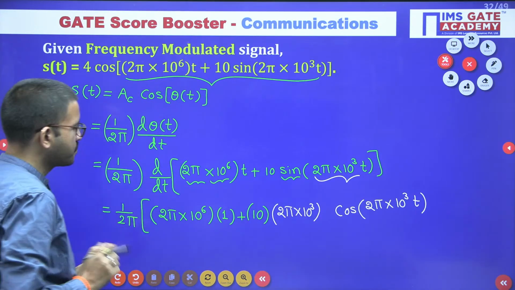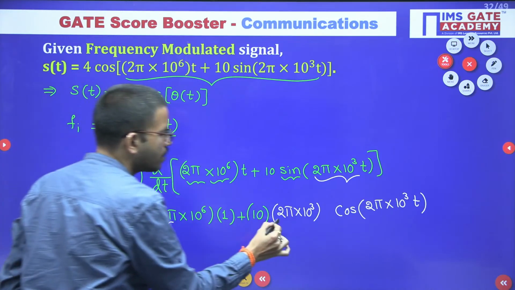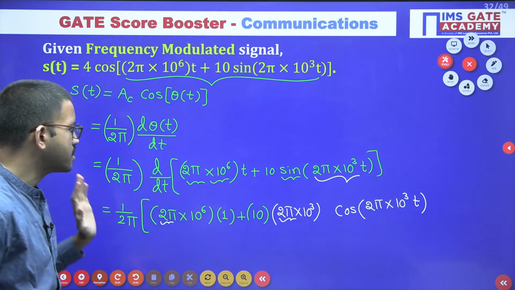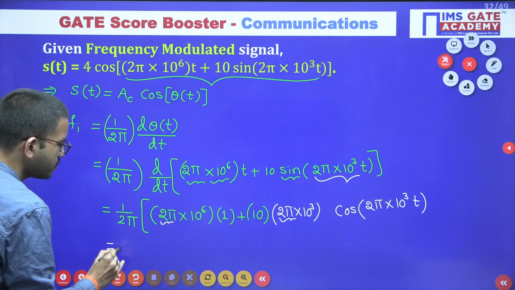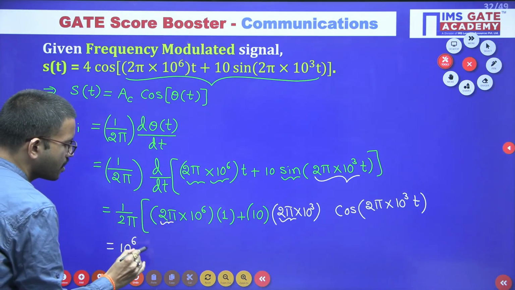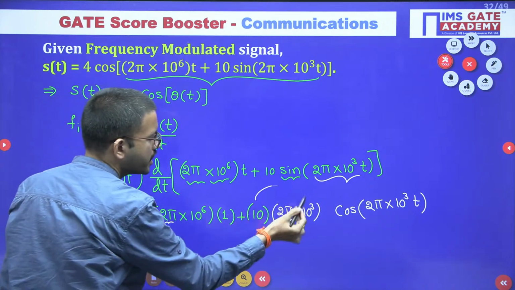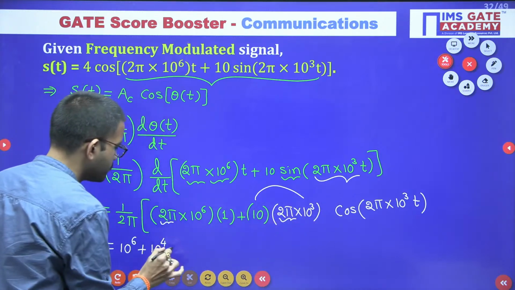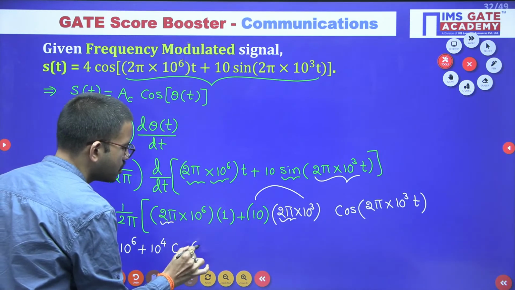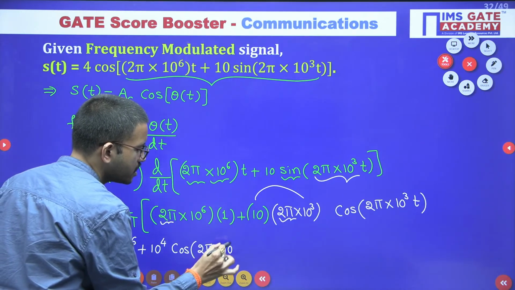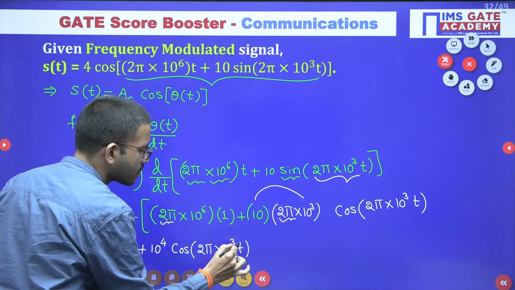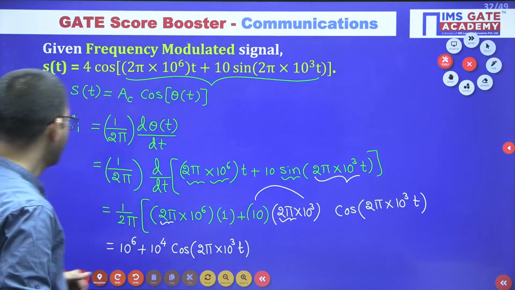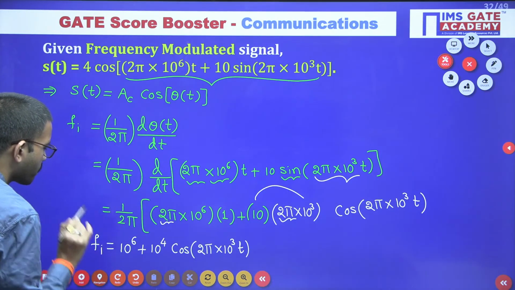Now here you are having 2 pi, right? So in these two terms, if you observe, in the numerator you are having 2 pi. If you take 2 pi as common, 2 pi will get cancelled. So after that you are going to get 10 power 6 plus 10 into 10 power 3, we can write as 10 power 4, and then cos term: cos 2 pi into 10 power 3 t. I hope it is clear up to this point. So this is the instantaneous frequency.